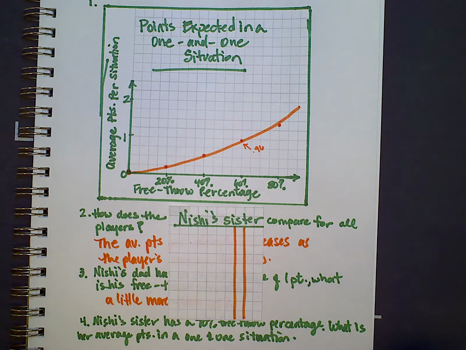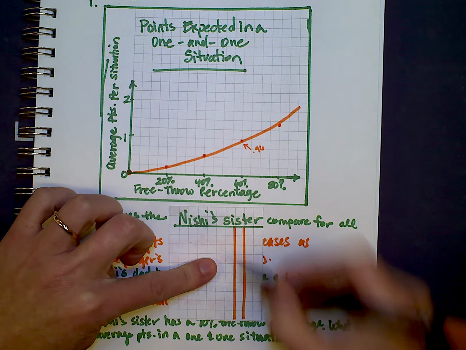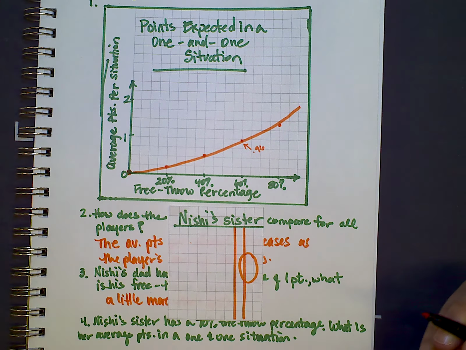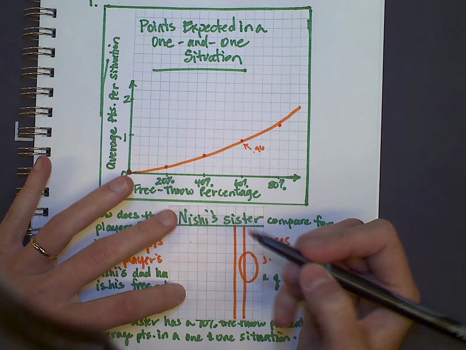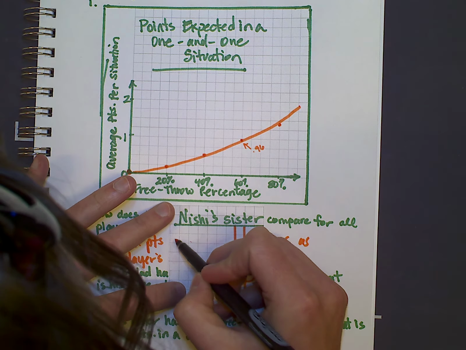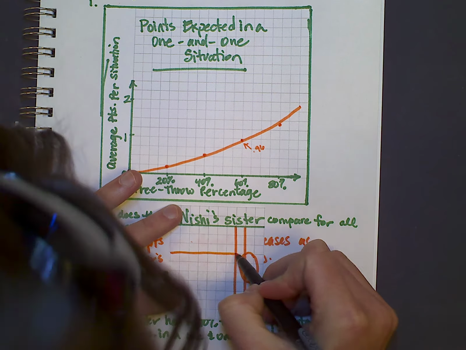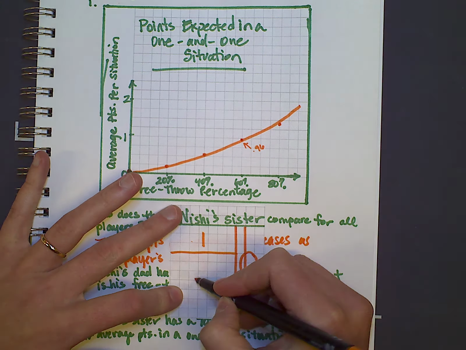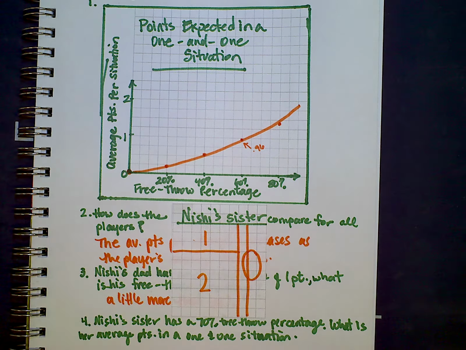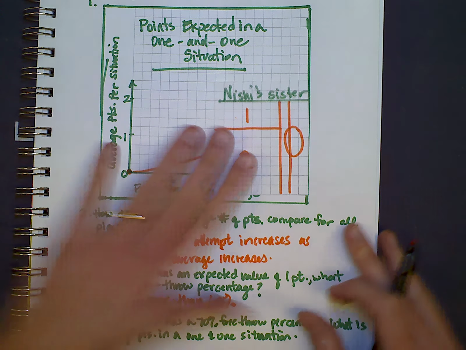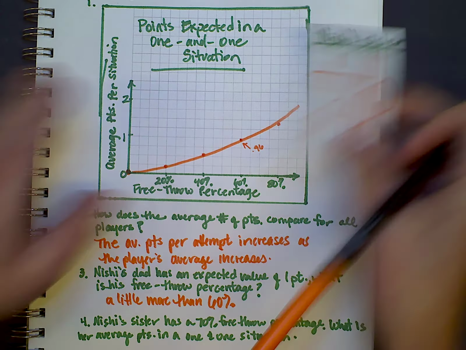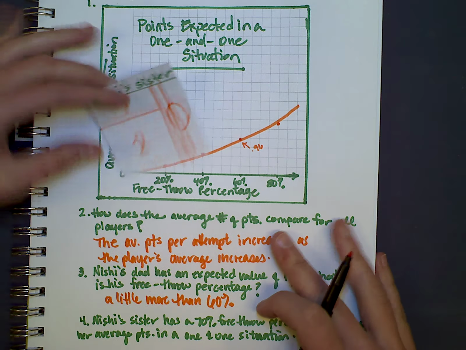And so 70% means there's a 70% chance of making it and a 30% chance of missing it. So I'm going to do the same thing over here. She has a 70% chance of making it and a 30% chance of missing it. All right, so this is where we start when we make our area model. Now let's use this information to calculate her expected value.